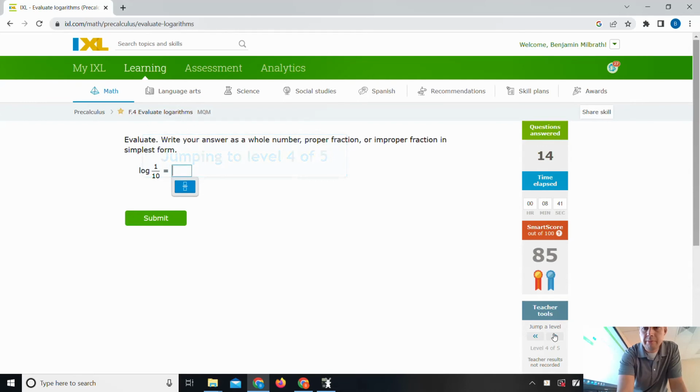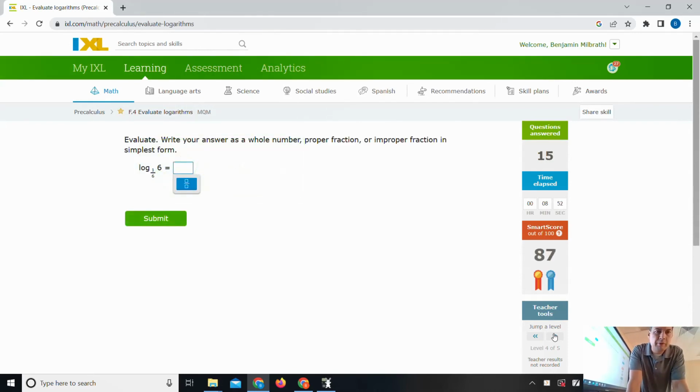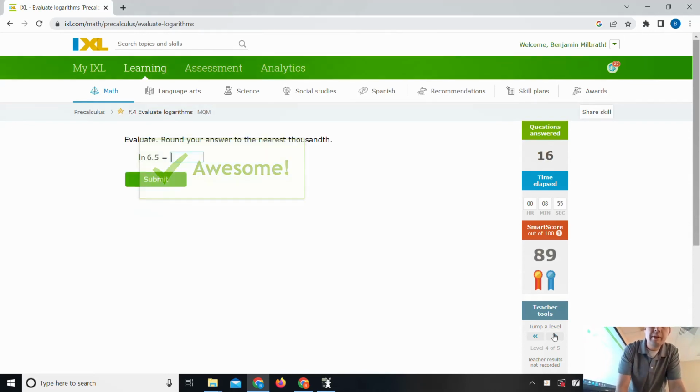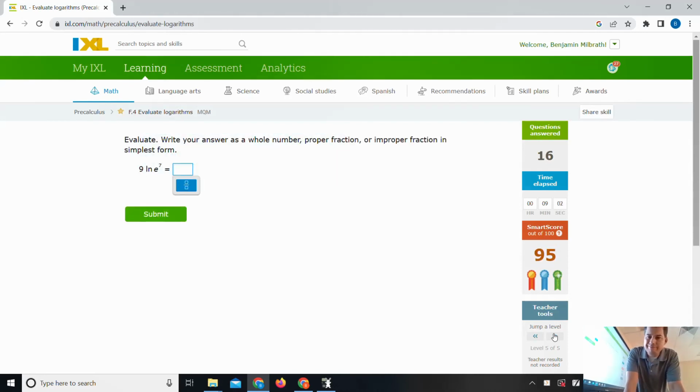All right, going to jump to level 4. That's not a hard question, that's -1. What power of 10 is a 10th? Awesome sauce. What power of 6 creates a 6 to the -1? You take a 6, raise it to the negative first. Awesome. Natural log of 6.5. That's a calculator problem. Level 5, still not hard, okay?